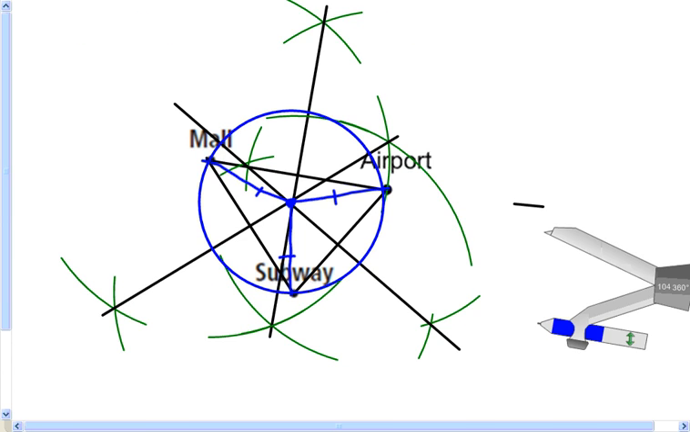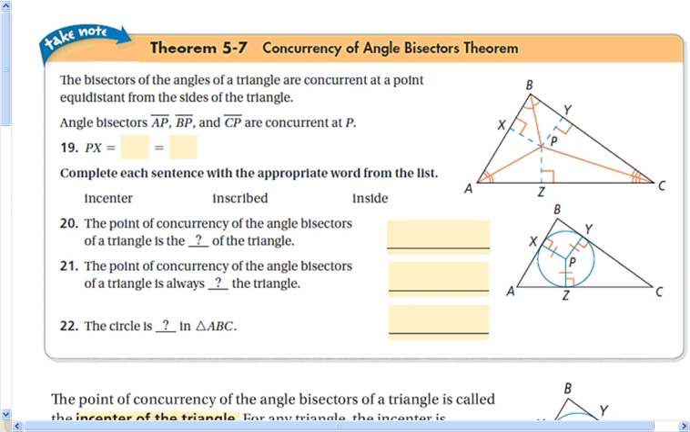Alright, another theorem. The bisectors of the angles of the triangle are concurrent at a point equidistant from the sides of the triangle. So in this case, Px is equal to Py is equal to Pz. Okay, some new words here. If we find this point and it's equal distance to the sides, that means we can inscribe a circle inside the triangle. So we're going to use these words here.